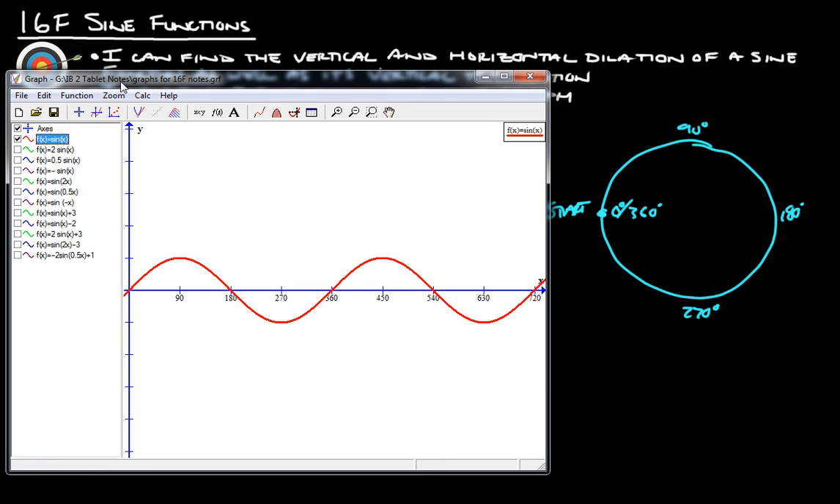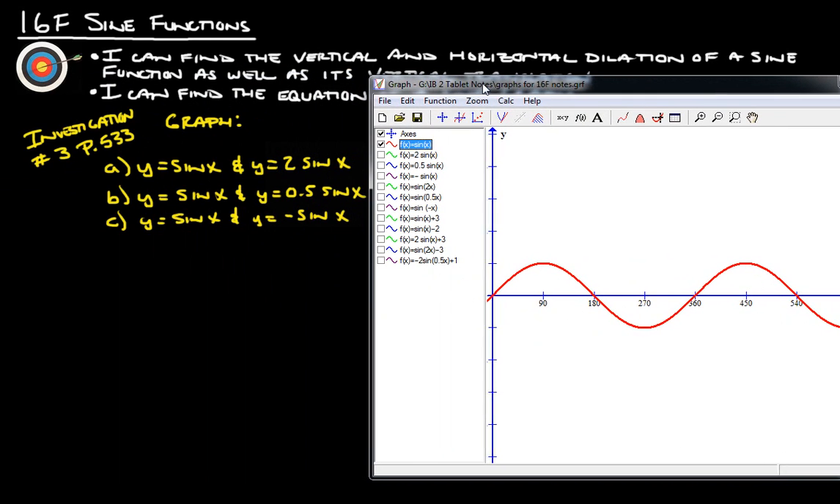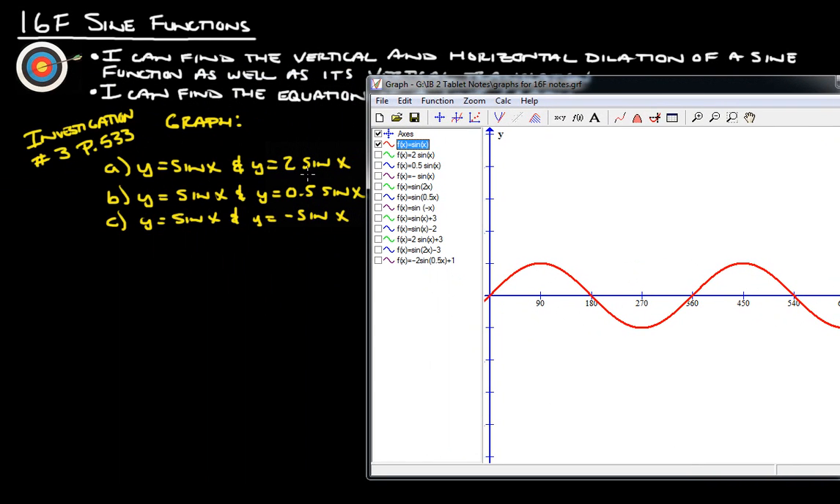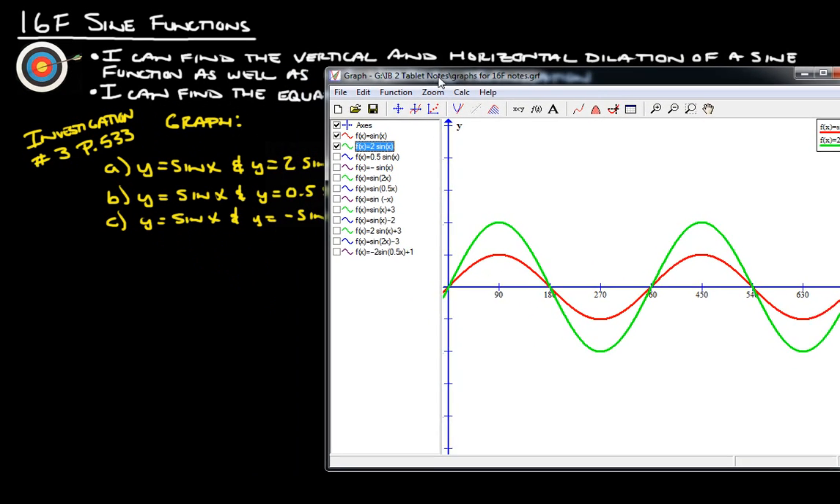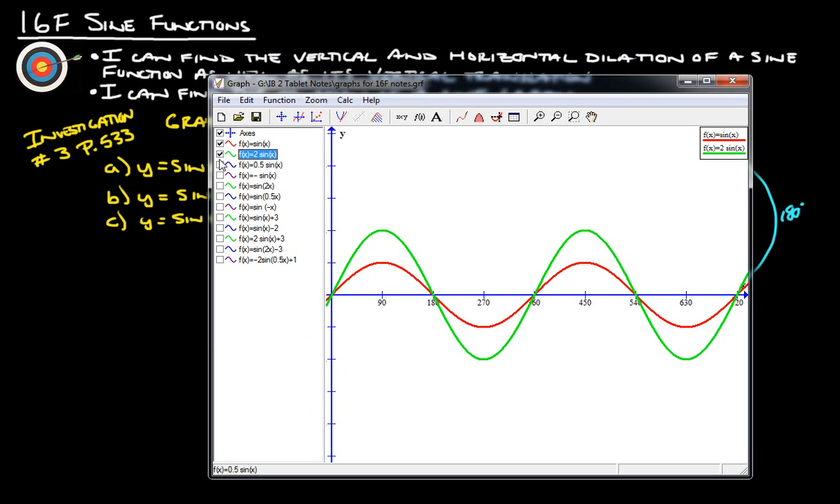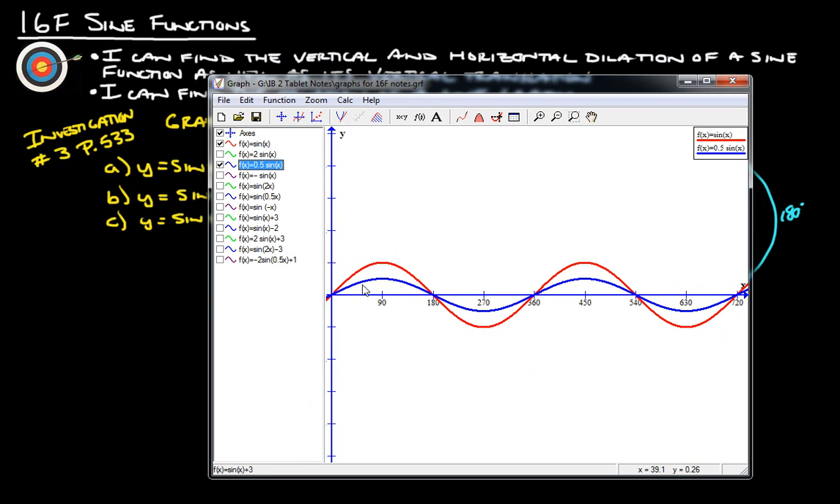The first thing they wanted us to do is show the difference with 2 times sine of x. So what does the 2 do to the graph? We graph that, and look, it affects how high and low it goes, or its amplitude. So this 2 out in front seems to affect the amplitude. Let's see what the 0.5 does. The 2 made it twice as tall. The 0.5, hopefully you would figure out, is going to make it half as tall. So now the amplitude is smaller.